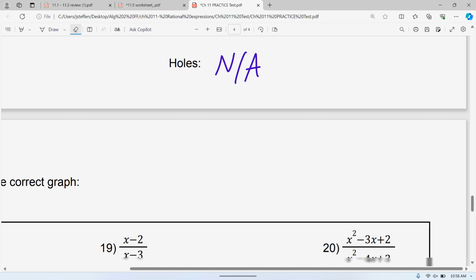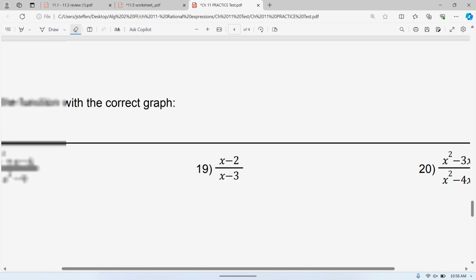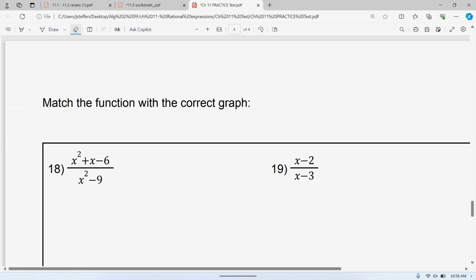All right, last thing on the back, we're going to match the function with the correct graph. So the x-intercepts, asymptotes, and holes. Find those for these first, and then I'll look at the graphs.